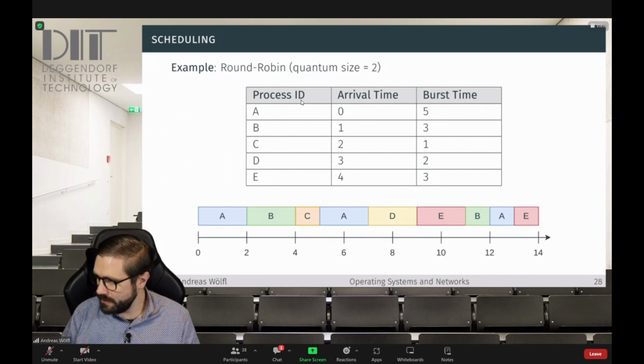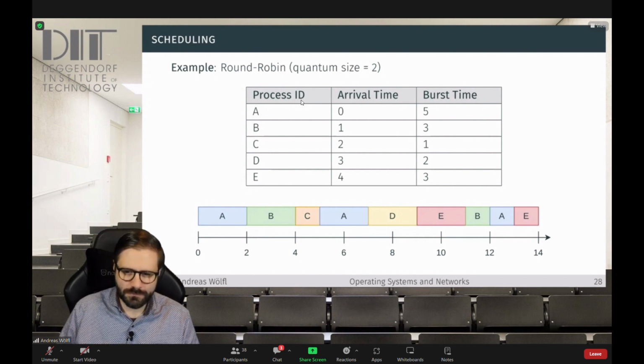Good question. What if there's a gap in arrival times between two processes? If a process can run, then a process will run. If there are no processes that can run and no process is arriving, then there is a gap in execution. Then the CPU would be idle. Okay.